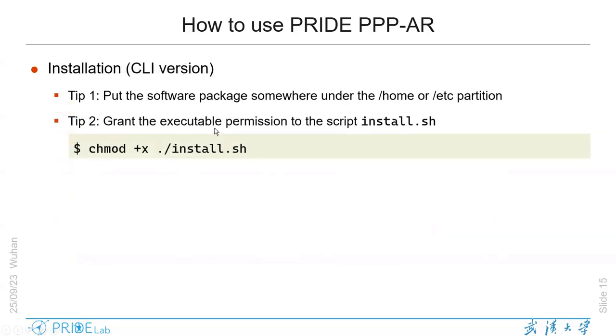Now let's look at the installation process. It is pretty straightforward, but I have written some tips here to avoid some common pitfalls. First of all, it's a good practice to install the software under your home or etc partition, not under the root partition. Otherwise, the bin directory of our software, which contains the executable binary files, may not be created properly. And second, you need to make the install script executable. Otherwise, you will get an error saying that you don't have this permission.